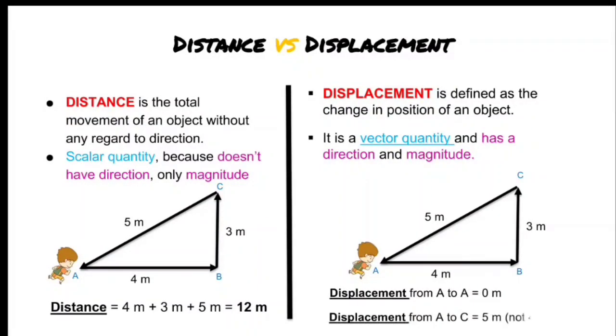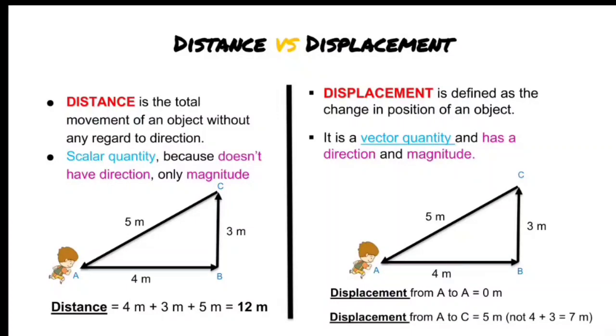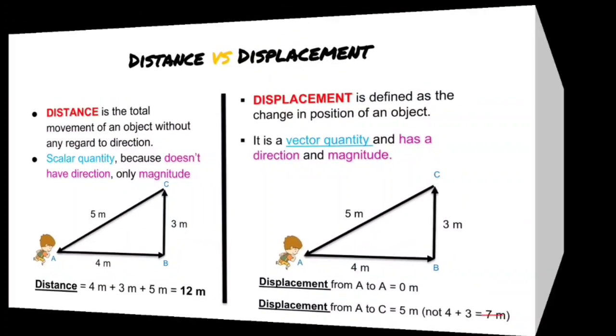The displacement from point A to C equals 5 meters. So you just count the length of point A to point C, that is 5 meters. Not adding the 4 meters with 3 meters to become 7 meters, so that is false. The true displacement from point A to C is only 5 meters.